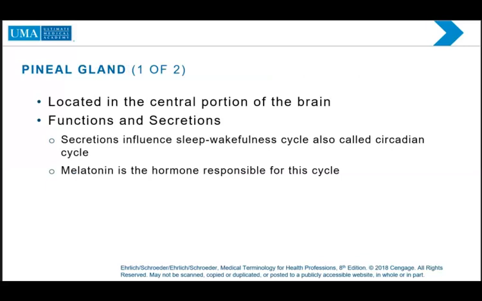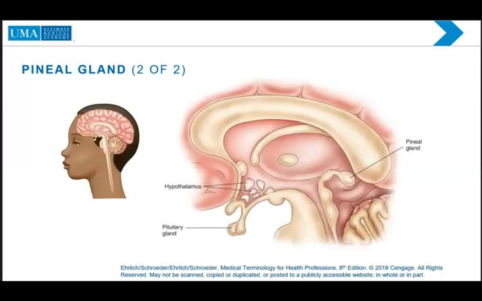Let's next take a look at the pineal gland. It's located in the central portion of the brain. Its secretions influence the sleep-wakefulness cycle, also called the circadian cycle. Melatonin is the hormone responsible for this cycle. On this diagram, you can see the relation of the pineal gland to your hypothalamus and your pituitary gland.